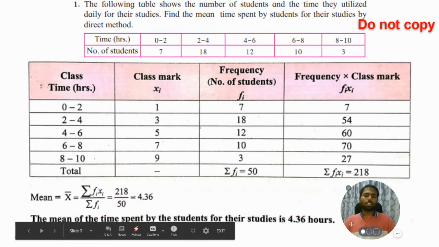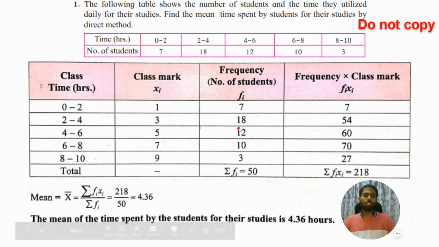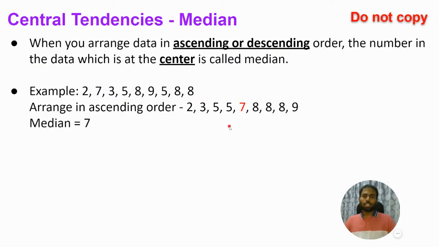Final answer you have to write in statement form. For that you'll have to read the question again. So this is how you find mean using the direct method, right?